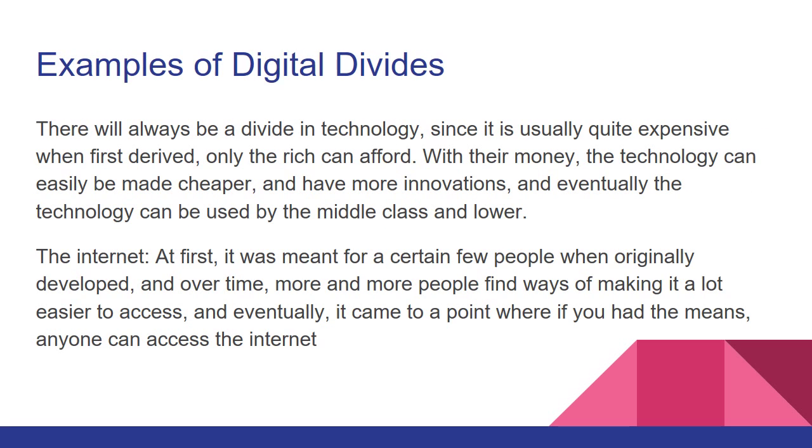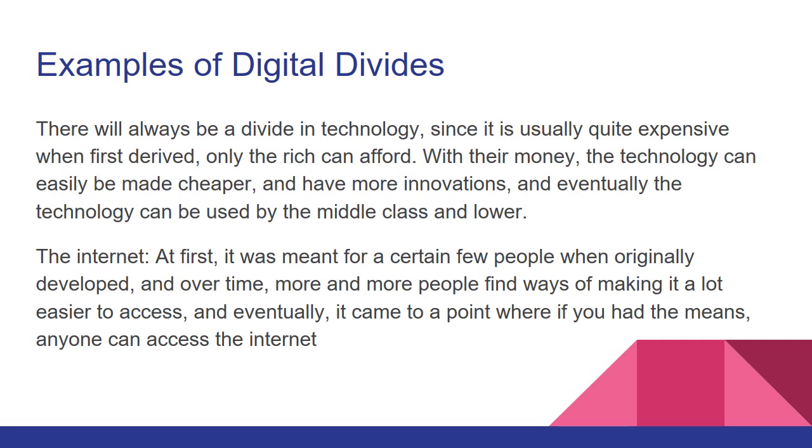Examples of digital divides. There will always be a divide in technology. Since it is usually quite expensive when first arrived, only the rich can afford it. With their money, the technology can easily be made cheaper and have more innovations, and eventually the technology can be used by the middle class and lower.